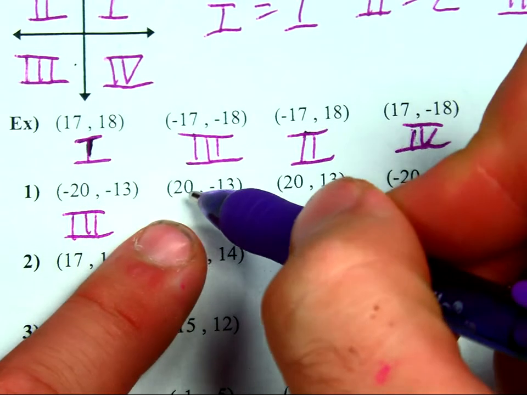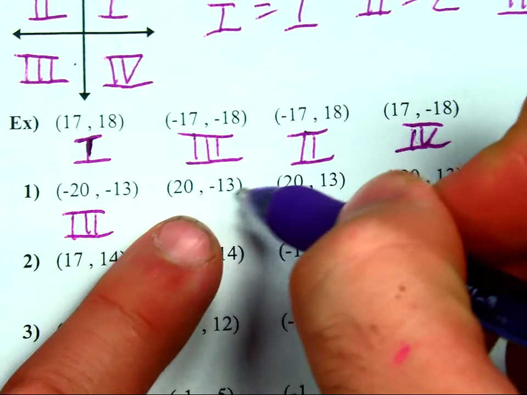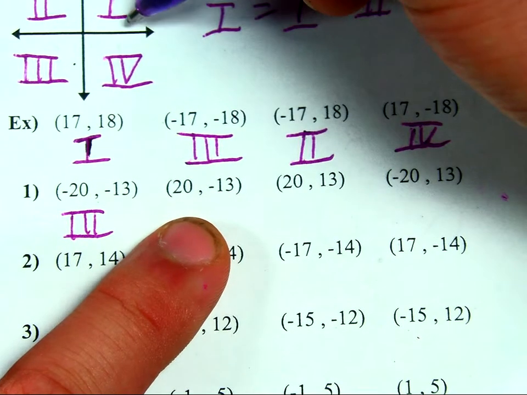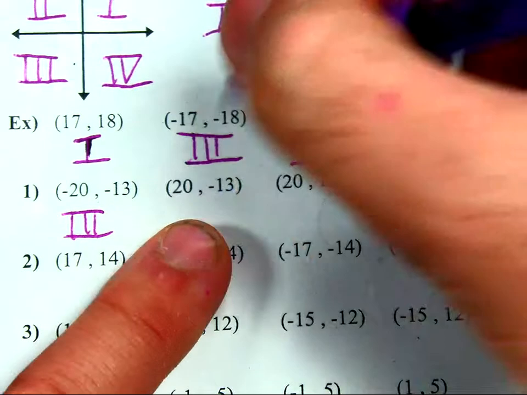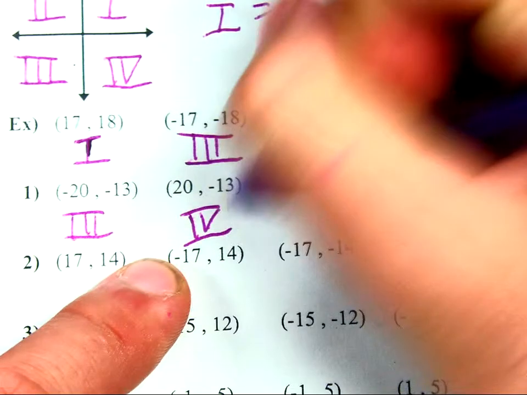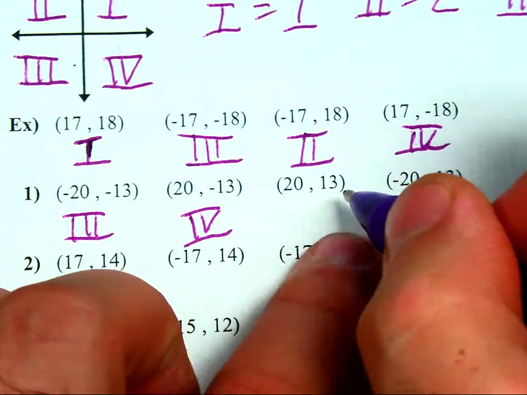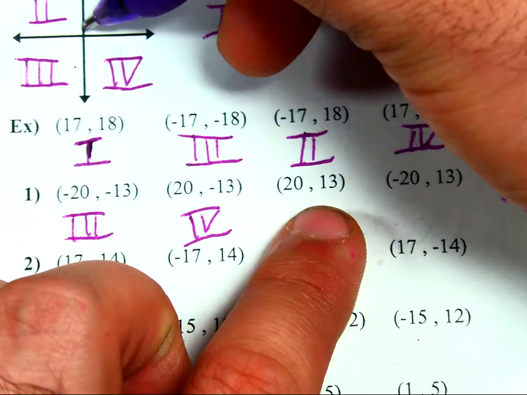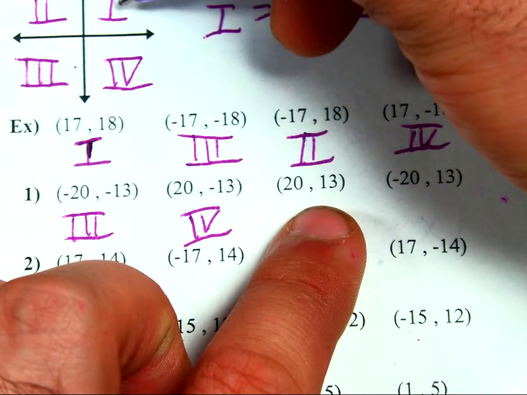For this one, we're going to the right 20 because it's positive, and then down 13 because it's negative. So we're going to the right 20, and then down 13. We're going to end up in quadrant 4. For this one, we're going to the right 20 because it's positive, and then up 13 because it's also positive. So we're going to the right, then up. We're going to end up in quadrant 1.